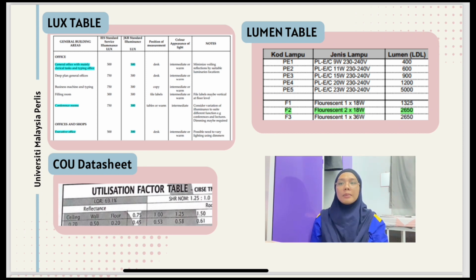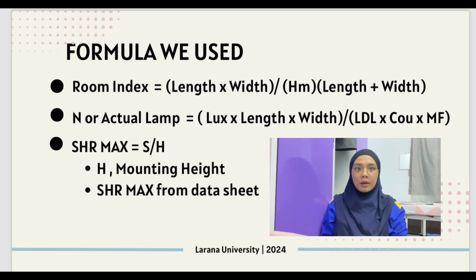So for the lux table and lumen table, I already highlighted the part that we use. For example, in the lux table, we use executive office, so the value we use is 300, and in the lumen table for fluorescent 2 multiple 18 watt, we use the 2650.